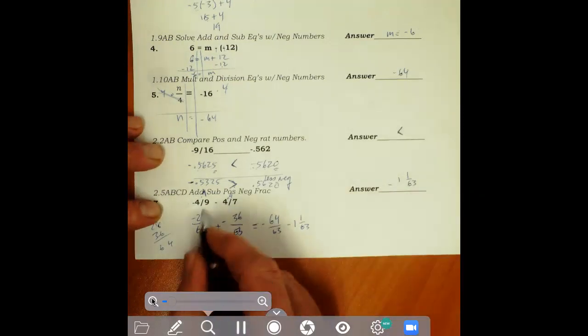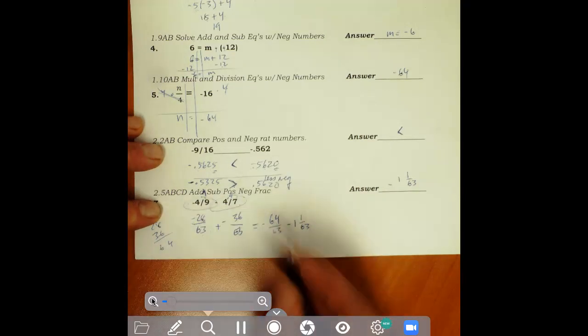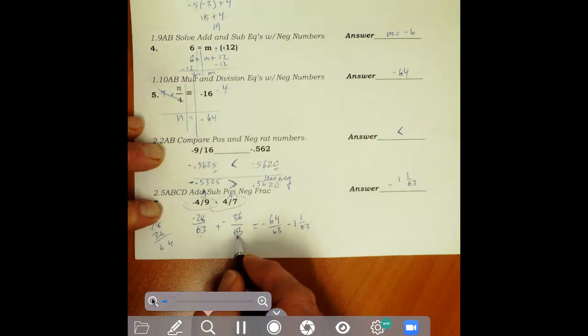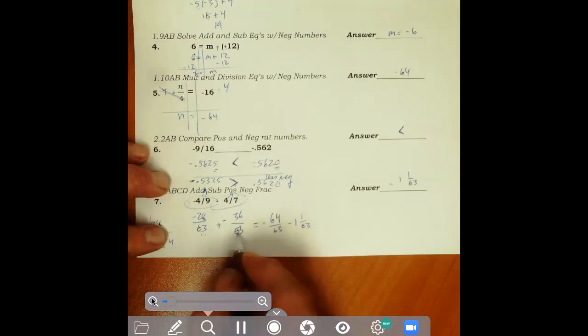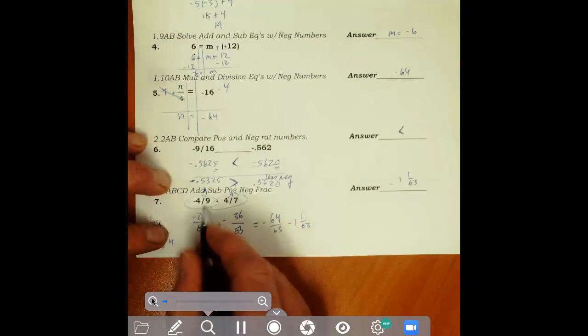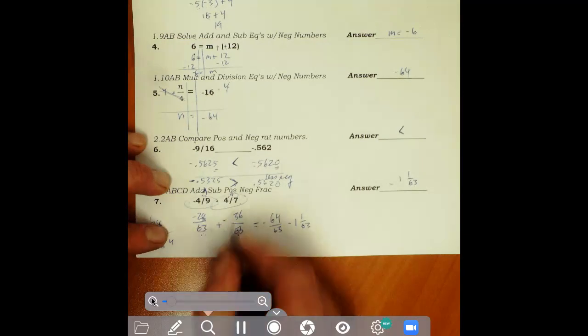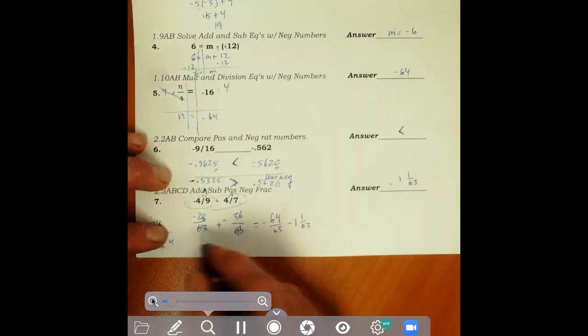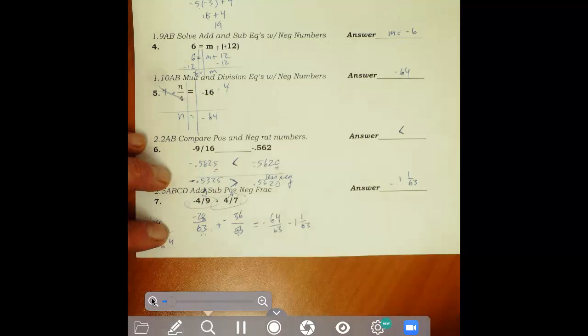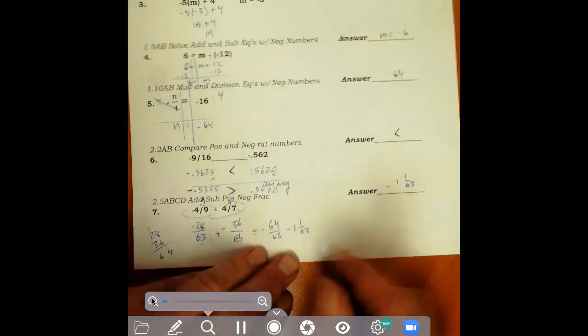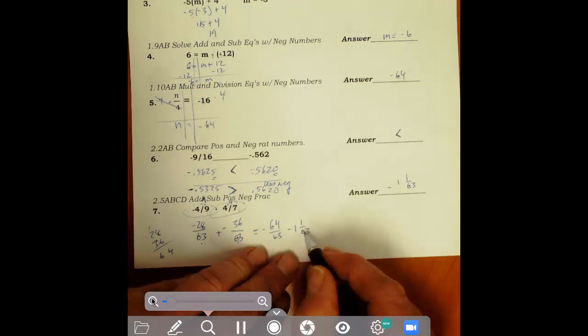This one here, you have to rename in order to add these. These are both negative, so your same signs are going to add them. You change the common denominator to 63 on both of them. You have a negative 4 times 7 gives you a negative 28 63rds. You have to multiply the bottom times 9, so this is a negative 36 63rds. You add those two together, you got negative 64 63rds, which is an improper fraction, or a negative 1 and 1 63rd.